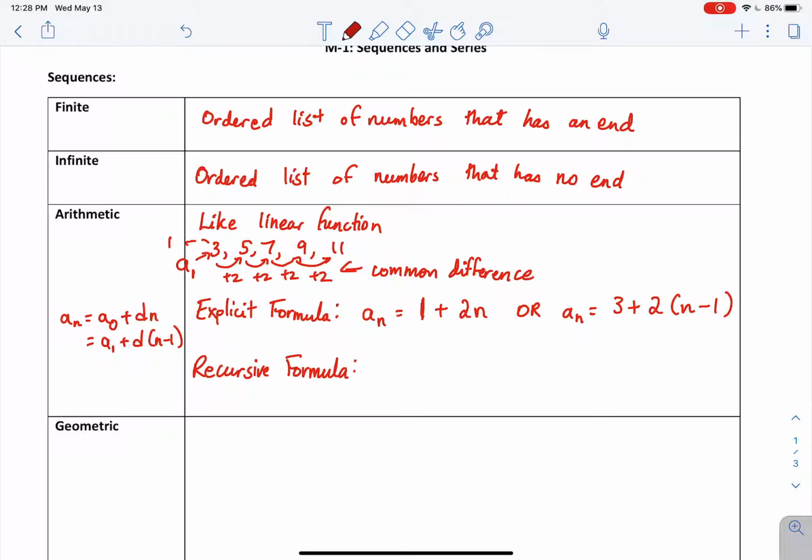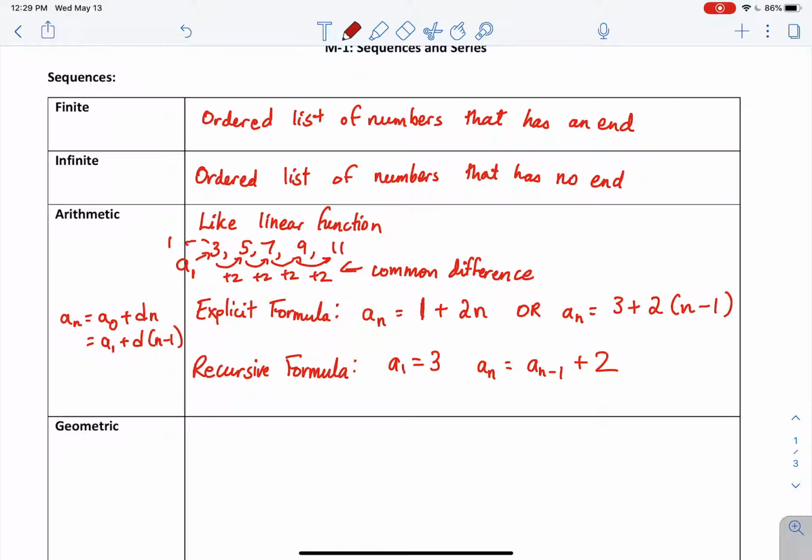When we do the recursive formula, I tell you what the first term is. So I'm going to tell you the first term is 3. And then to get to any subsequent term, so if you ever want to know what the nth term is, you go to the term before it, n minus 1, and add 2 to it. So now if I want to know what is A sub 2, well, I'd have to go to the previous term, which is 3, and then add 2, so I get 5. And if I need A sub 3, I'd need to go to 5, add 2, and get 7.